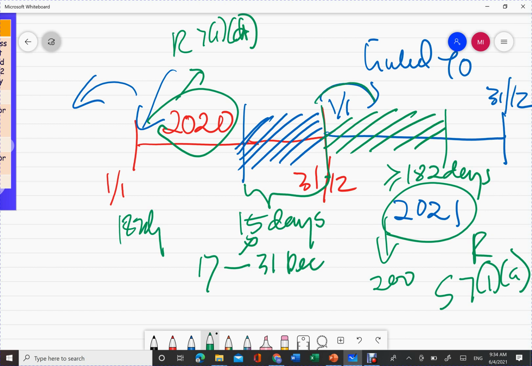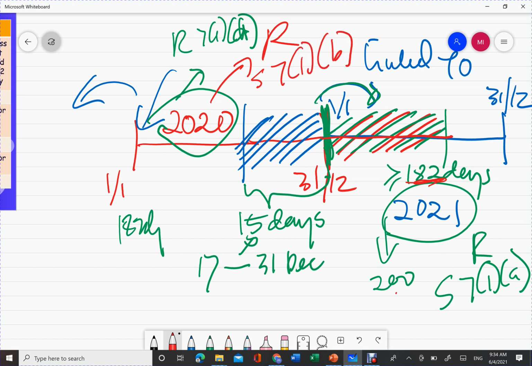And can they link or not? To link, we check whether there is a break in the period or not. For this question, there is no break, it is joined together, and this one reaches at least 182 days, they got 200 days. So year 2020, this person is also a resident by virtue of section 71B.